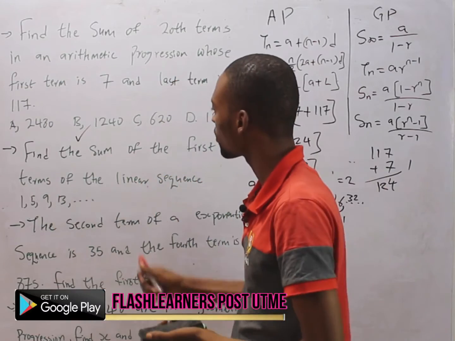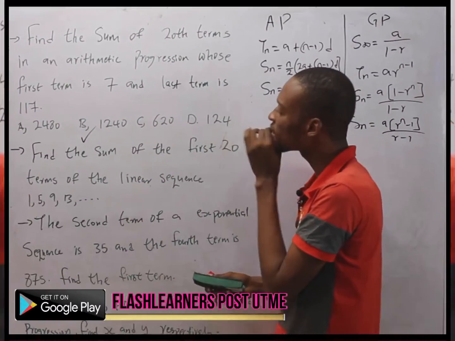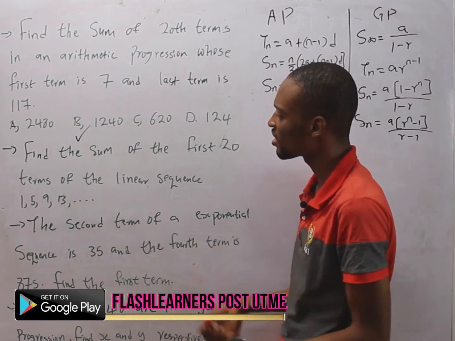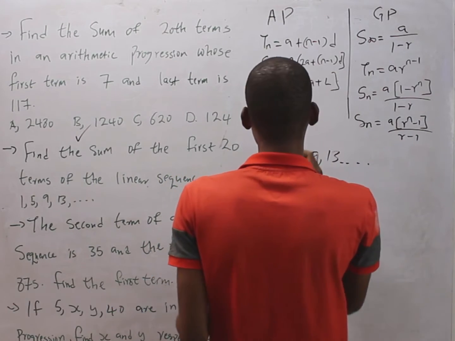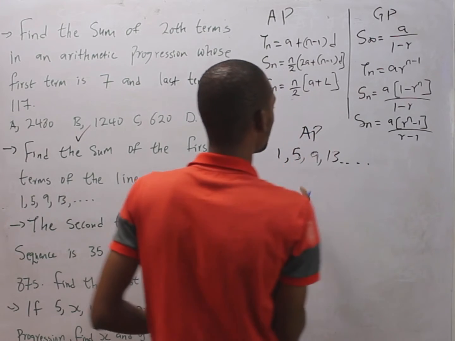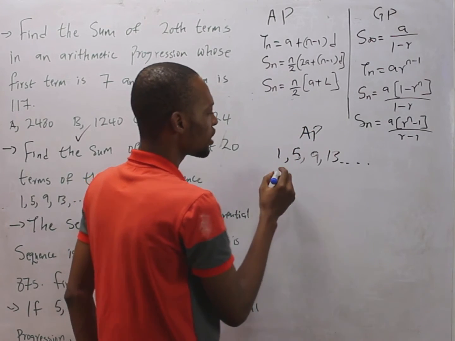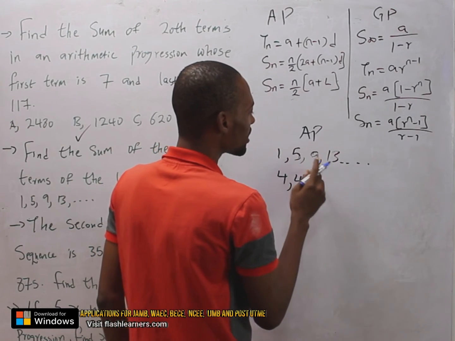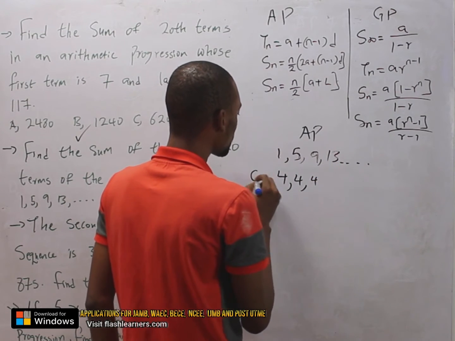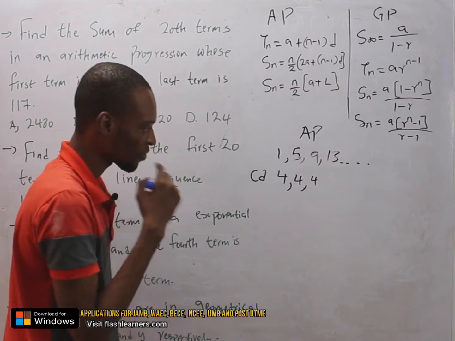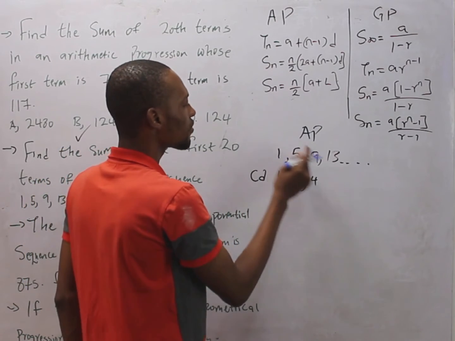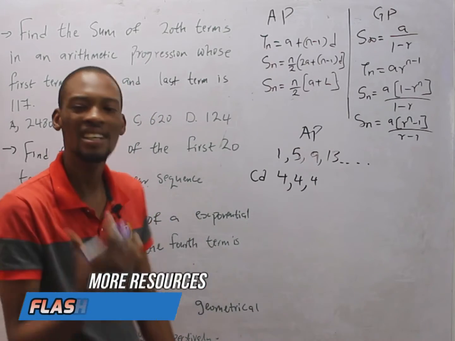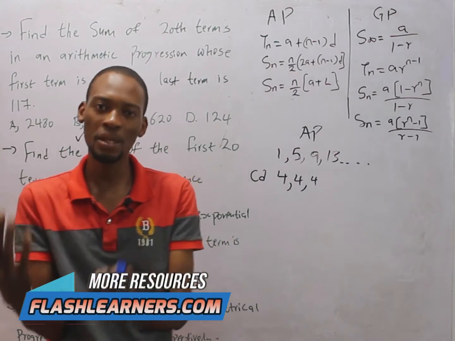Now let's answer the other questions here. The second question says, find the sum of the first 20 terms of the linear sequence. A linear sequence is simply an AP, because 5 minus 1 is 4, 9 minus 5 is 4, 13 minus 9 is 4. So it has a common difference. 5 divided by 1 is 5, 9 divided by 5 is not 5. It is obviously not a GP, it is an AP.